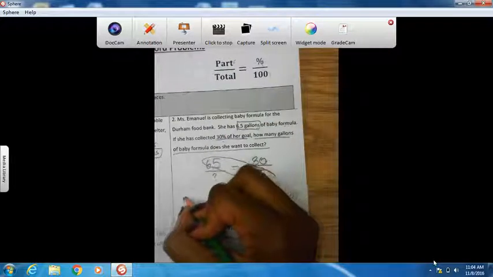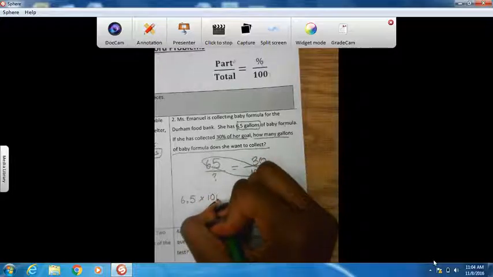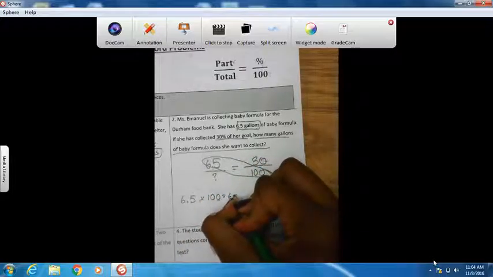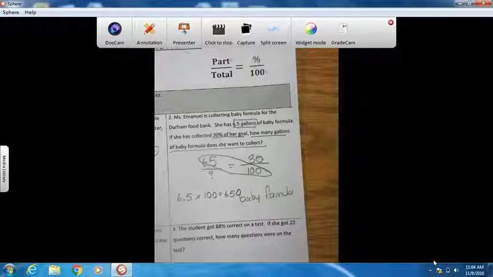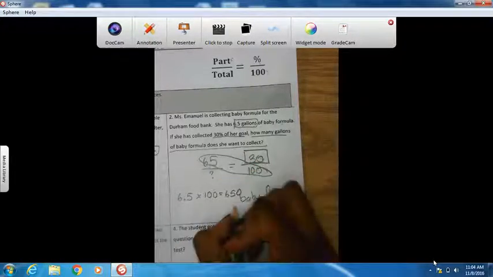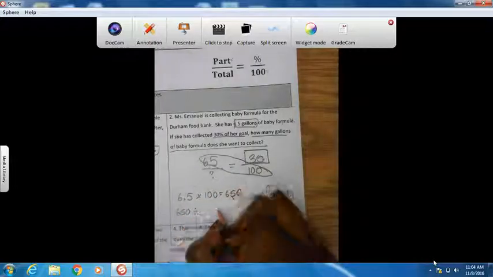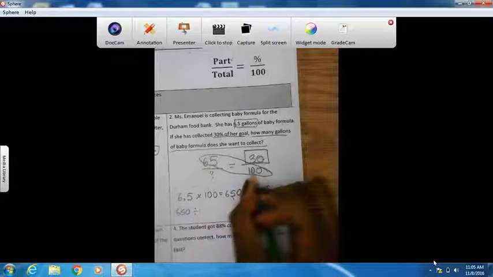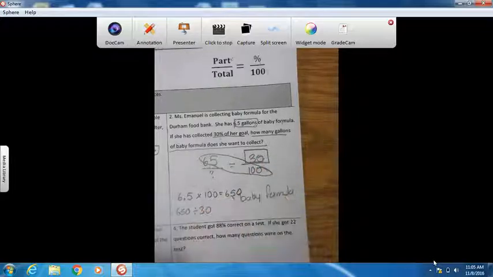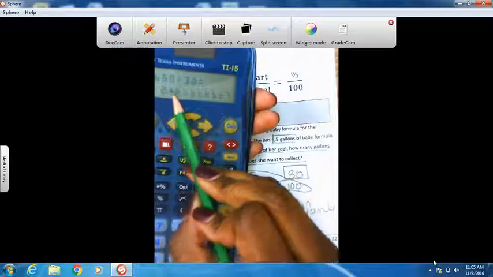Writing it down so that when I come back to check over my work when it's time to study for the EOG, I have all my notes. So now I'm going to divide by the lonely number. So 650 divided by 30. And in my calculator, wow, that gave us a number that says 21 and 6.